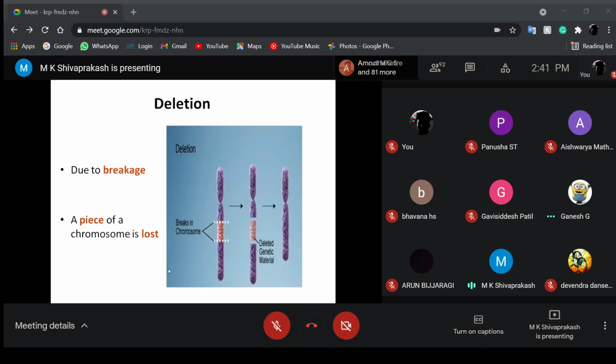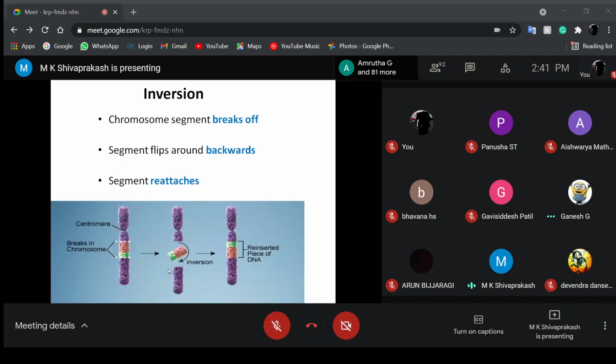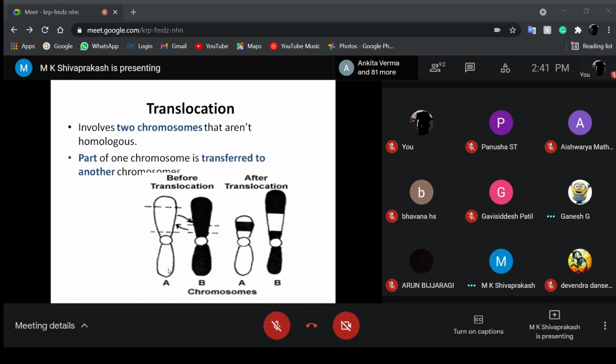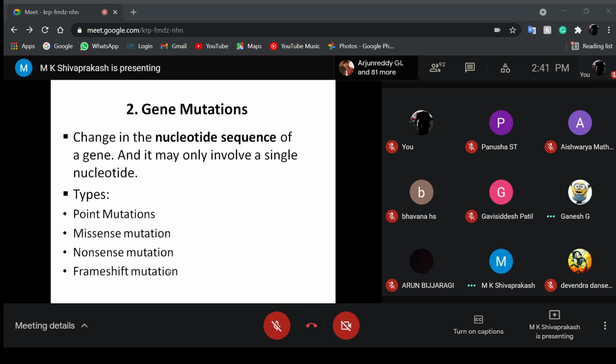Then how it happens: the deletion has been shown, then inversion, how it happens, they have shown. Then duplication, how it happens, it is shown here. Then translocation, how it happens. Okay, that was chromosomal mutation. Next is gene mutation.